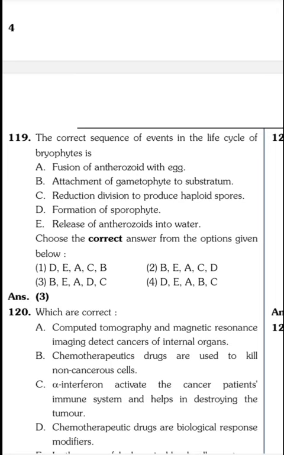See, the attachment of gametophyte to substratum, that is the first option. Then the second one is release of antherozoids into water, because they are carried by water. We do know about it. Fusion of antherozoid with the egg, that is B, E, A. Then the next option is reduction division to produce haploid spores, and then you have B, E, A, D, C: formation of sporophyte, and the last one is reduction division to produce haploid spores. They germinate to form gametophyte.